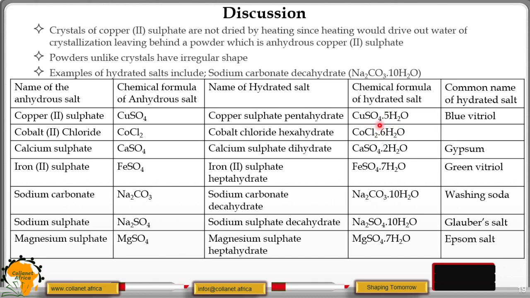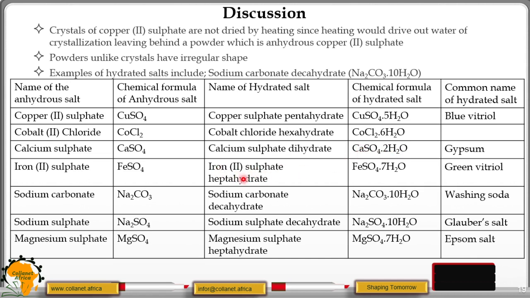Before I come to this one, copper sulfate pentahydrate is called blue vitriol. Blue comes from the color of copper. Copper sulfate solution is blue, and that's why it is called blue vitriol. That's the common name. Then calcium sulfate dihydrate is called gypsum. That's the common name. It has 2 water molecules coordinated to the structure of calcium sulfate.